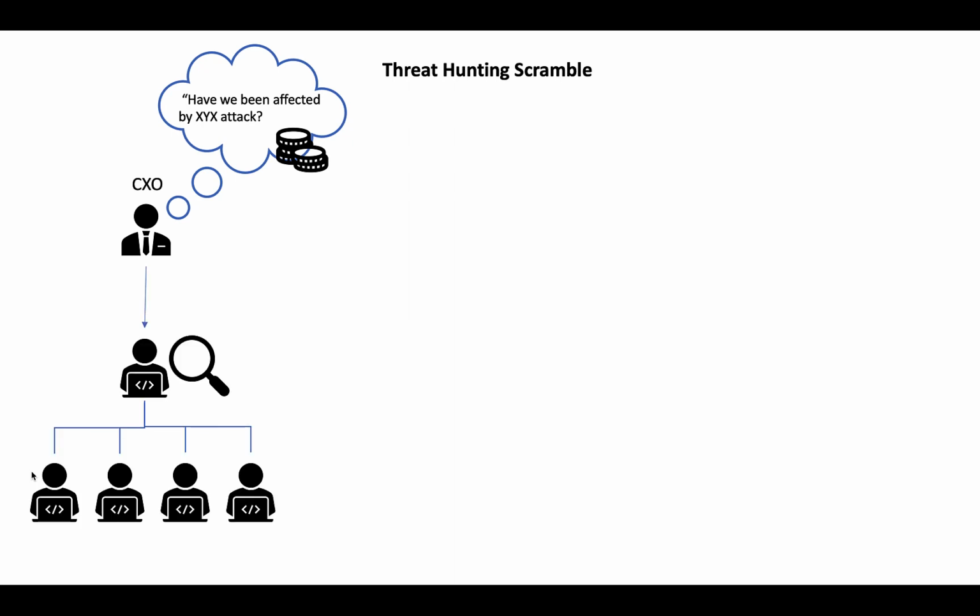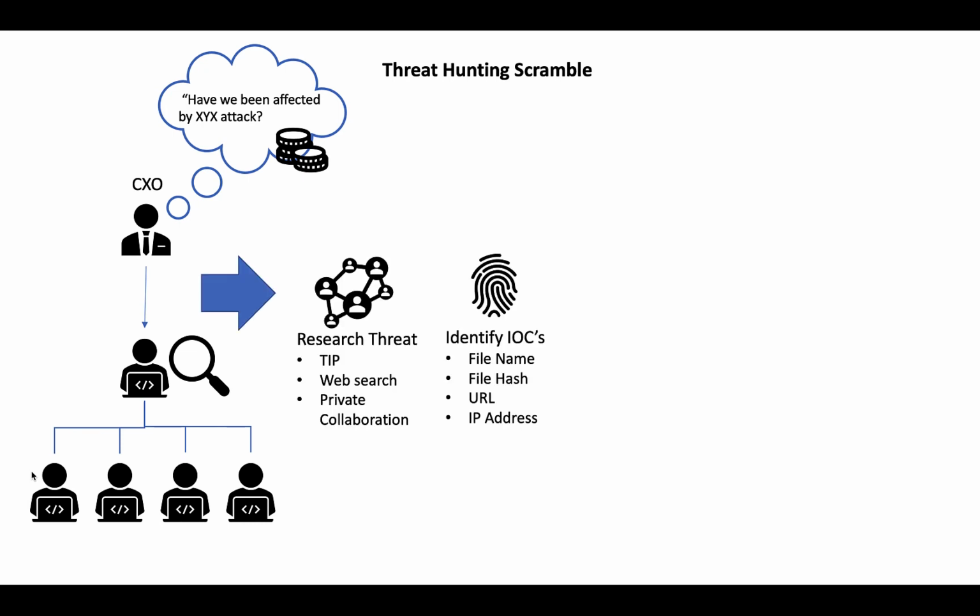They normally go to their security team and say, hey, have we been affected? Well, the security team knows nothing about that threat. So they start the search for what the indicators to look for, right? File names, file hashes, URLs, but less than 20% of this information is publicly accessible right when a threat is happening.